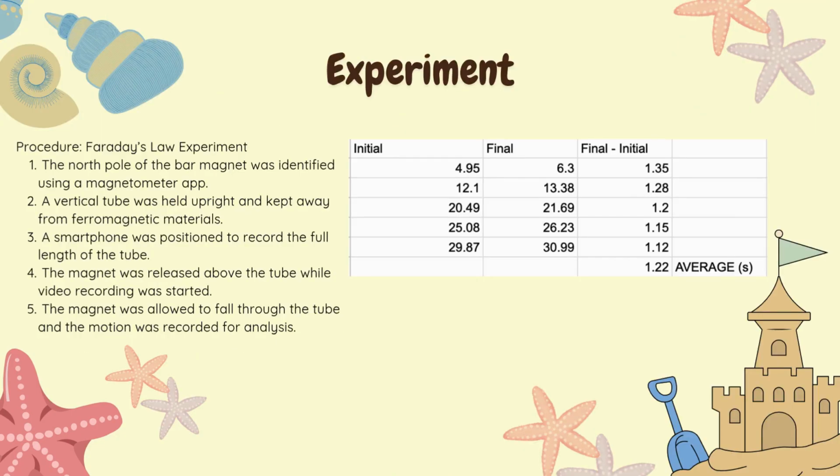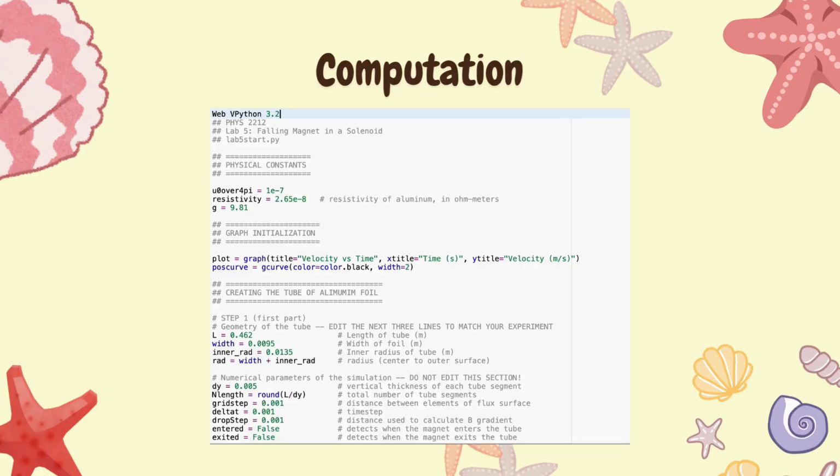So in my experiment, I followed this procedure: I used the north pole of the bar magnet and a vertical tube I held upright and kept away from ferromagnetic materials, and a smartphone was positioned to record the full length of the tube. I released the magnet from the top of the tube while the video recording was started, and I allowed the magnet to fall all the way through the tube, and then I recorded that motion for analysis. I completed 5 separate trials and found the average time it took for the magnet to fall through the tube to be 1.22 seconds. Now I'm going to talk through some of the highlights of the computational model.